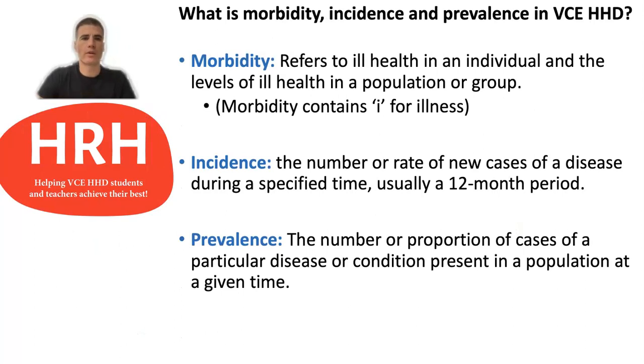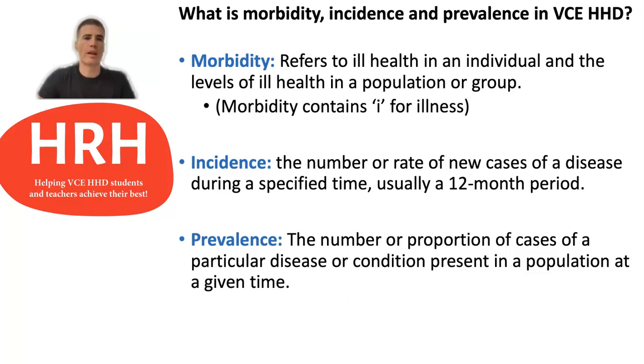So in this video, we're going to focus on morbidity and incidence and prevalence, which are linked to morbidity. We have done a previous video on mortality, and you remember that mortality is linked to deaths. Morbidity is the other end of the spectrum, where it's looking at ill health, referring to ill health within an individual or the levels of ill health in a population or group.